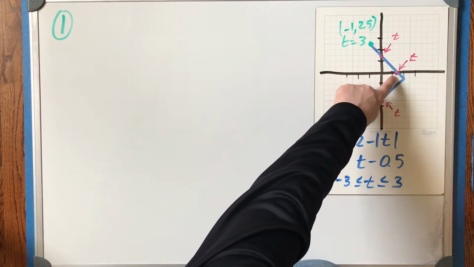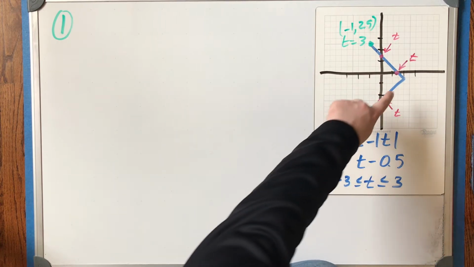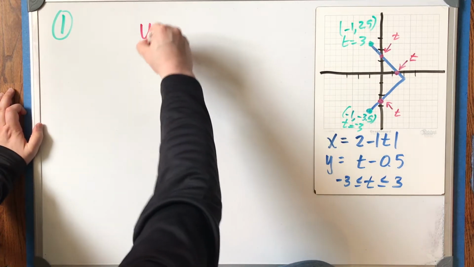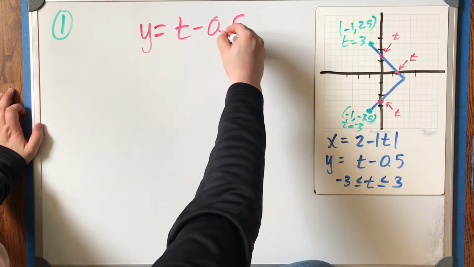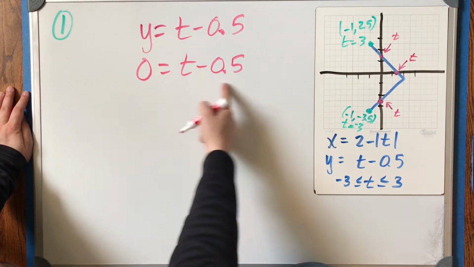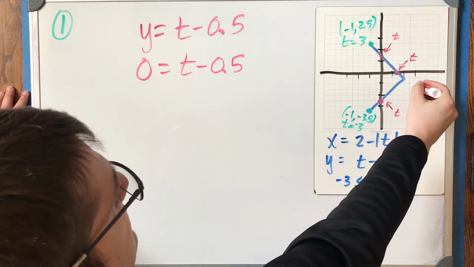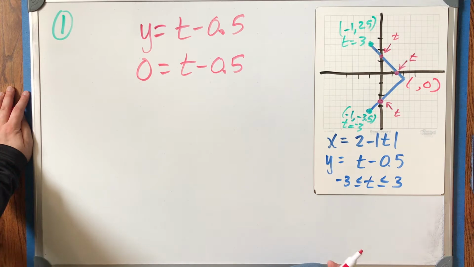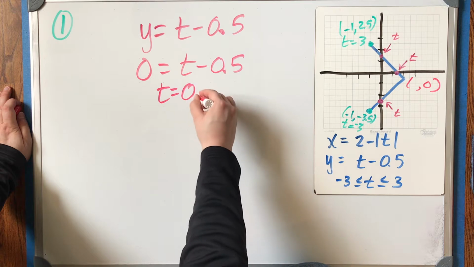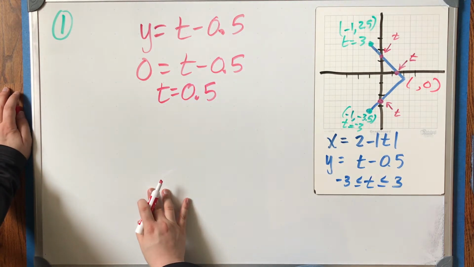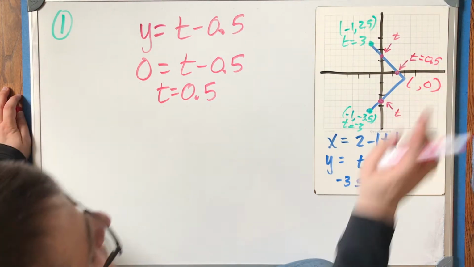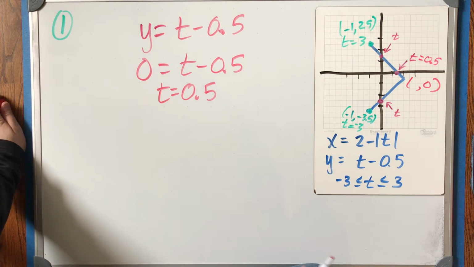So what do I know about the x and y values of this point? Well, I know that y has to equal 0 because I'm on the x-axis. So let's figure that out. If y equals t minus 0.5, then if it equaled 0, what would t have to equal? I just set y equal to 0 because at that point the y value has to be 0 since it's on the x-axis, and I can see that t is going to have to be 0.5. So this t value right here has to be 0.5, and I don't need to bother finding the x value because we don't care about the x value.